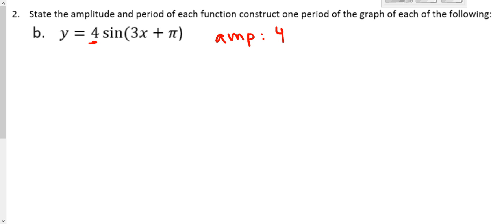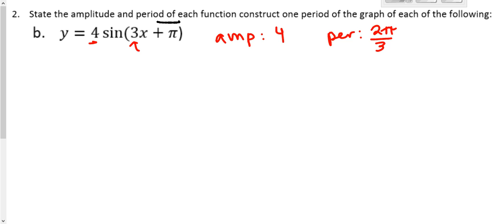That amplitude is 4. The period has to do with the number in front of the variable inside the trig function. Here it's a 3. So the period is always 2 pi divided by that number. So we have 2 pi divided by 3. That can't be simplified anymore, so that's the period.